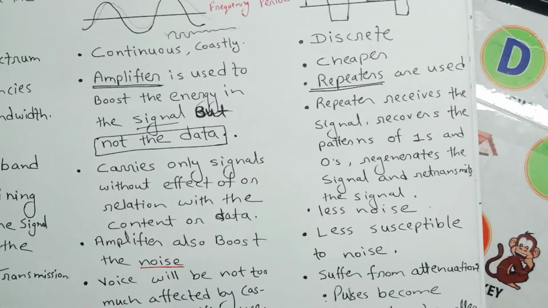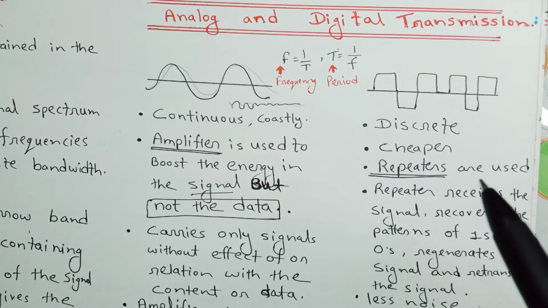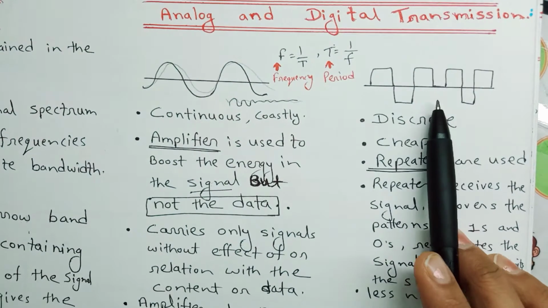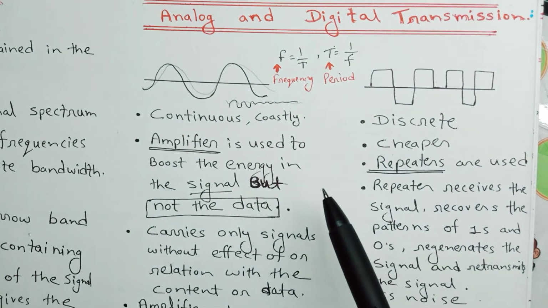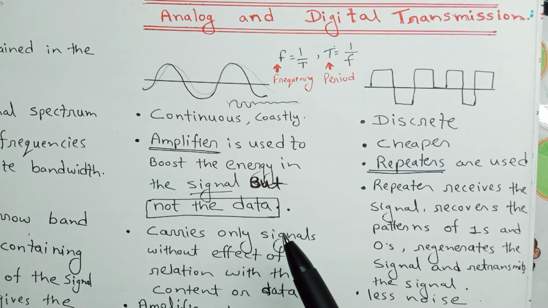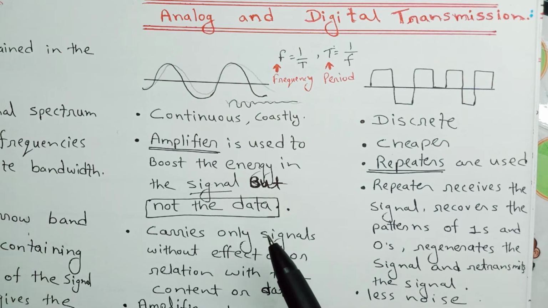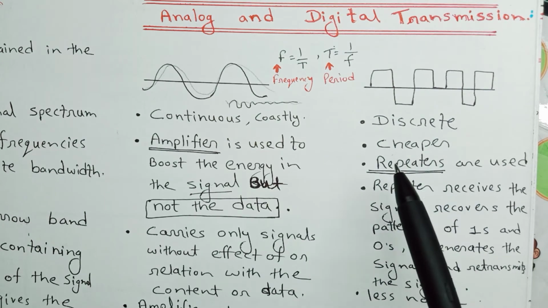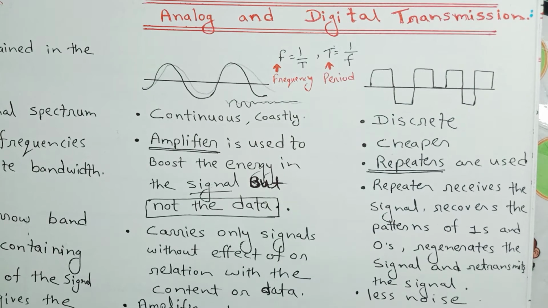But in digital transmission we can see that it is discrete. It is not continuous, so it is discrete. In analog it is costly because we have to maintain the amplifiers and signal frequency, so it is so much costly. But discrete digital transmission is cheaper than analog.